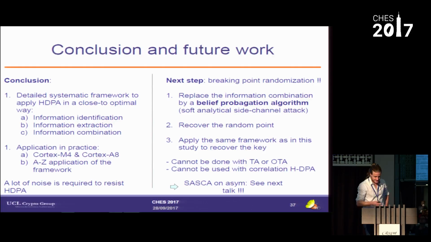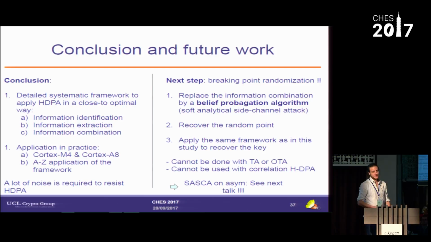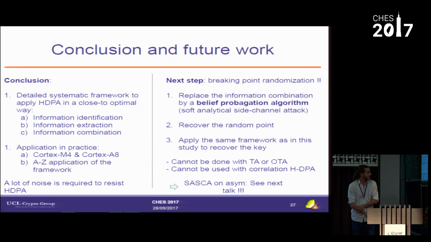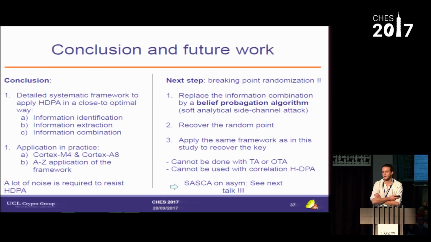I also consider horizontal DPA, because this is exactly what you need to do to use a belief propagation algorithm. And this cannot be done as well with the correlation, which was formerly used by the papers which were doing HDPA, because you need to have probabilities for each point and not a single correlation value. And for more information on SASCA on asymmetric crypto, there is a next talk which will be about SASCA on lattice-based crypto. Thank you for your attention, and if you have any questions.